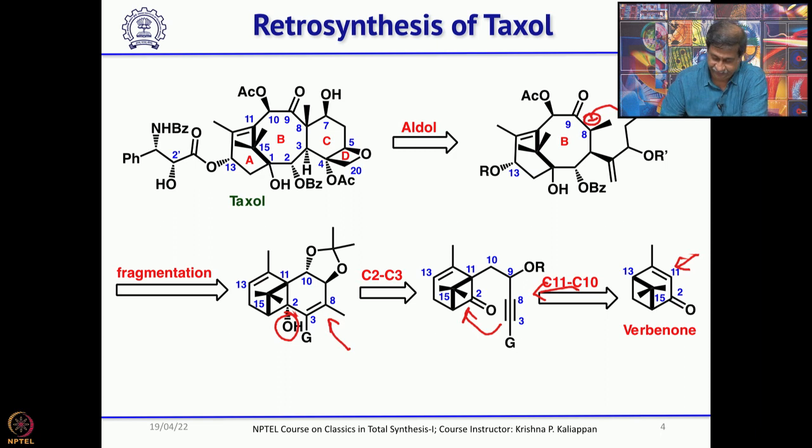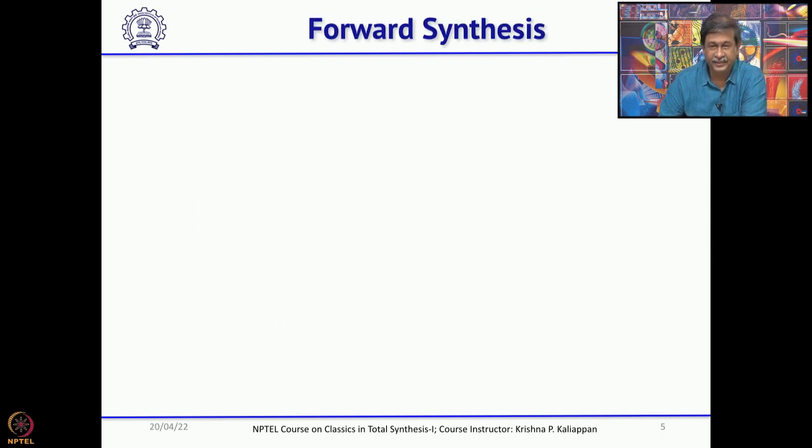Okay, let us see how he did the total synthesis. First, he started with verbenone, which is commercially available and not very expensive. So first job is to alkylate here. And if you look at this enone, you can generate the anion only here, isn't it? It's a gamma position.